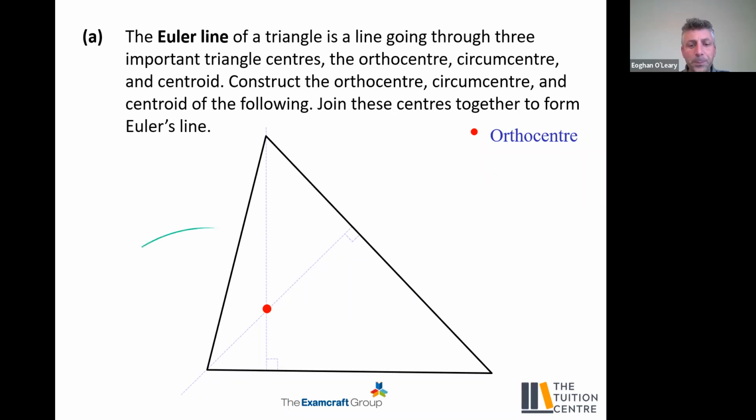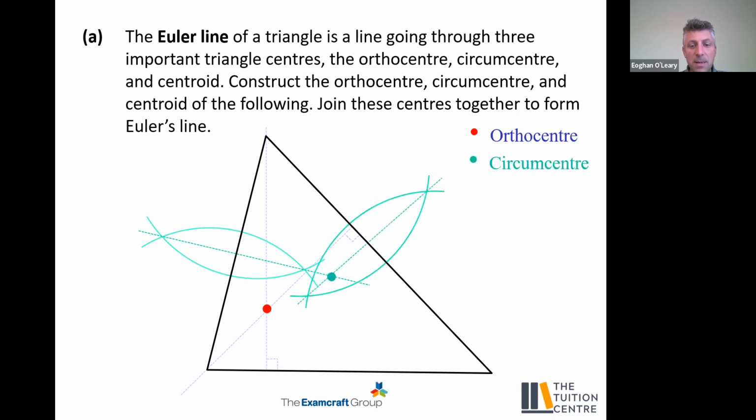So now, what's happening next is I am bisecting two of the sides. On the left-hand side, I create my perpendicular bisector. Then using the line on the right-hand side, I create my perpendicular bisector again. Where those two perpendicular bisectors intersect each other, we have the circumcenter.